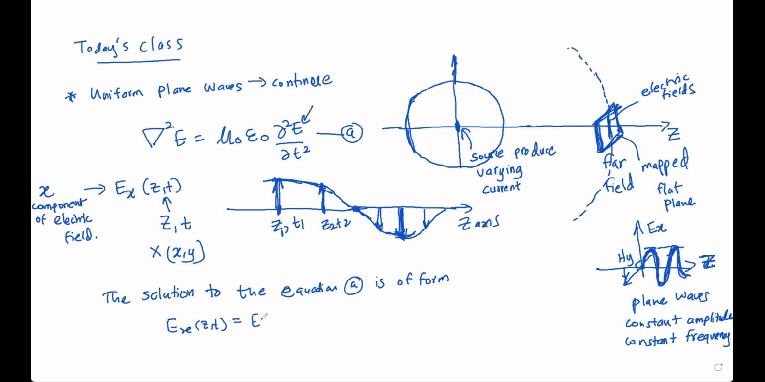Right, so we have the solution in this form. Okay, so I will explain to you what K is. Omega is the angular frequency. Z is the displacement along the Z axis.